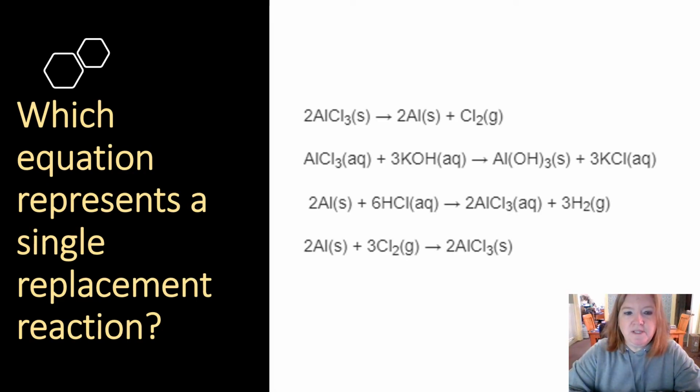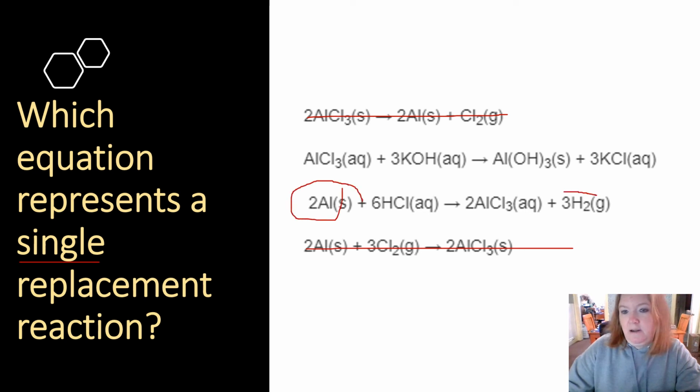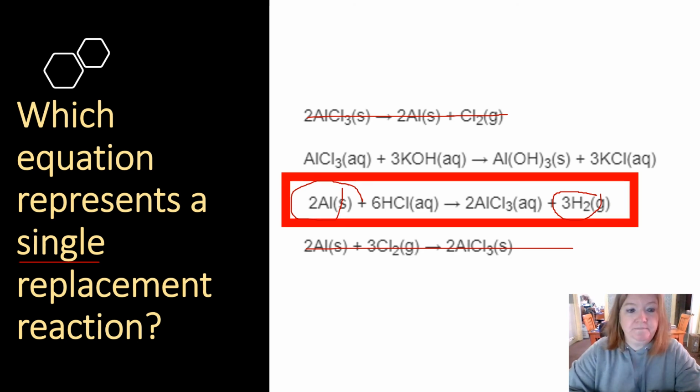What equation represents single replacement? So anytime I have single replacement, I need two things on both sides. Nope. Nope. Okay, so it's one of these two. Anytime it's single replacement, I need to see single elements and a different one on both sides. Beautiful.